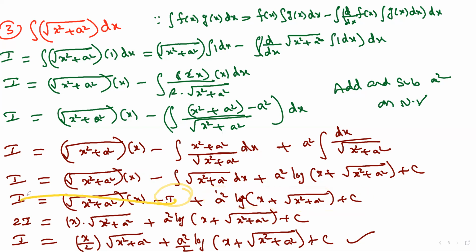This minus I, sending to the other side, becomes I plus I, which gives 2I. The first function is as it is, and the second function is a square times log of x plus root x square plus a square plus c. What is required? I is required, so divide by 2 on both sides. I is equal to x by 2 root x square plus a square, plus a square by 2 log of x plus root x square plus a square plus c.